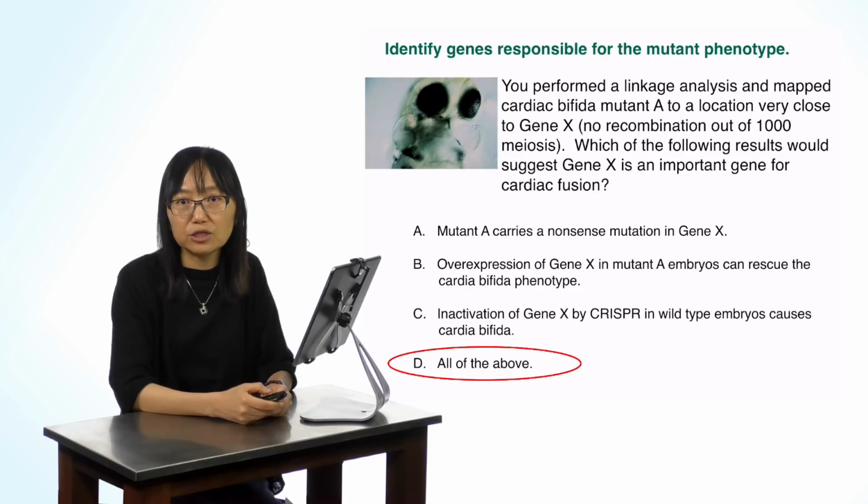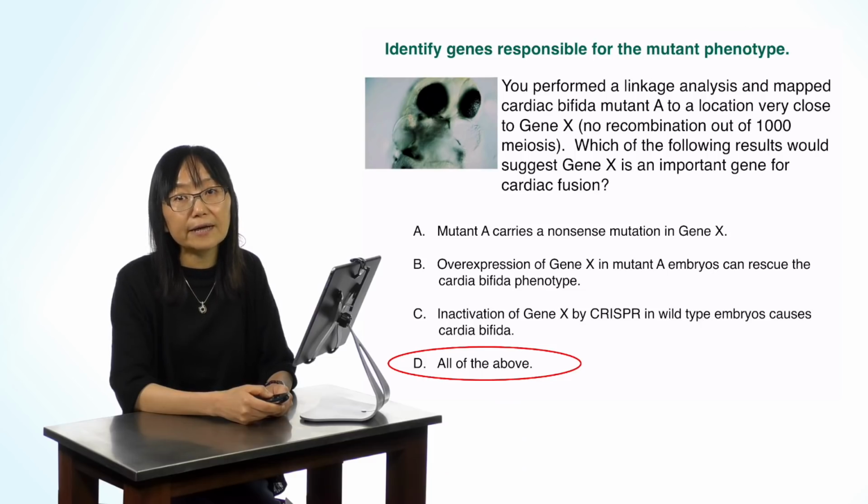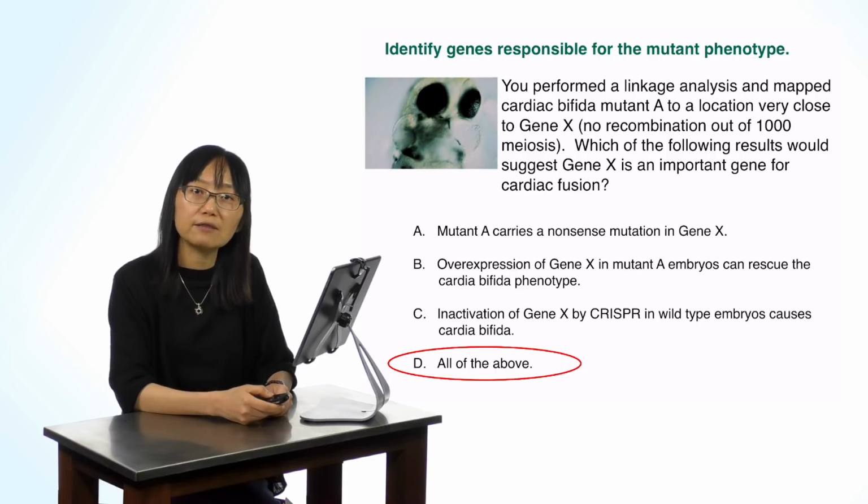A nonsense mutation in gene X indicates that the mutant protein of gene X may not be functional. If indeed gene X protein is needed for cardiac fusion, adding wild-type gene X back to the mutant embryo should allow the bilateral primordia to fuse and form the heart tube. Conversely, knocking out gene X in wild-type embryos should inhibit cardiac fusion, resulting in the development of 2 beating hearts.